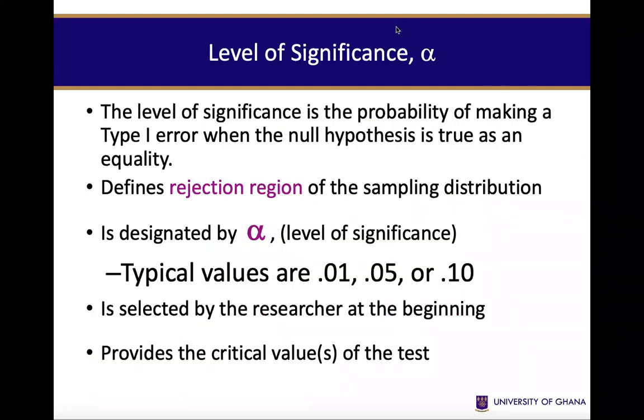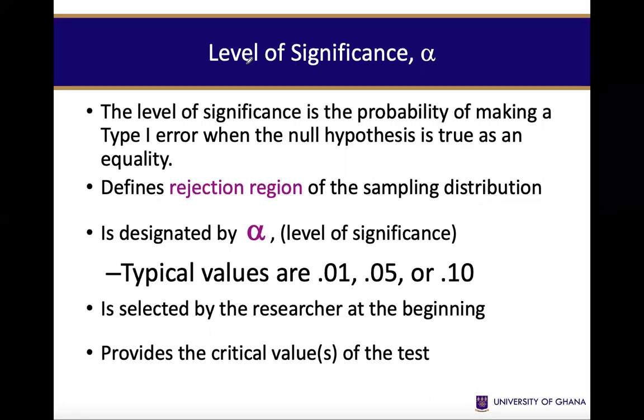So let's talk a little bit more about the level of significance. It is the probability of making a type 1 error. That is when the null hypothesis is true and you are rejecting it. What we are looking at in terms of the type 1 error identifies what we call a rejection region, which you would see as we move on.